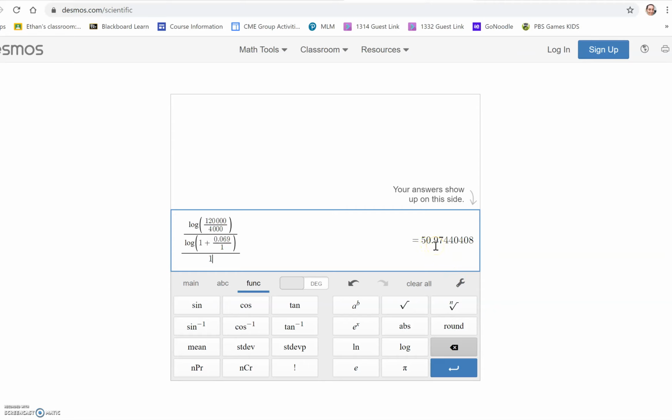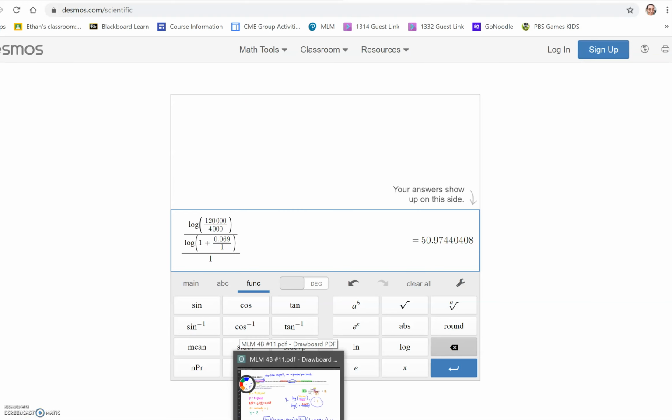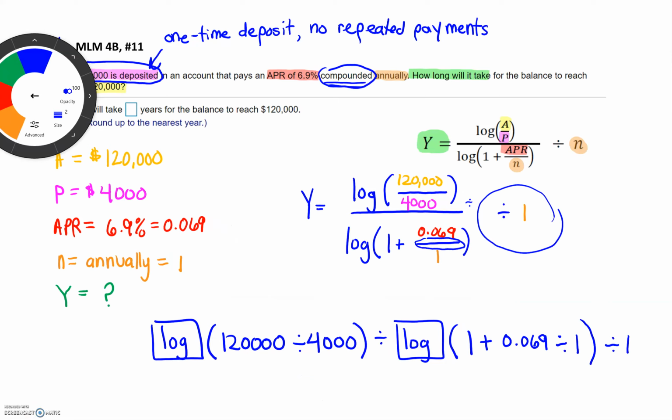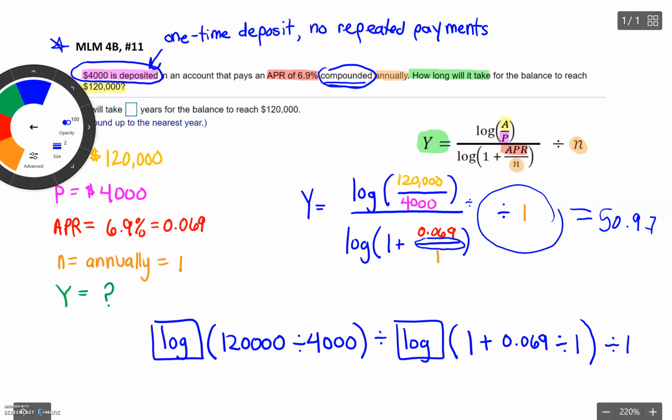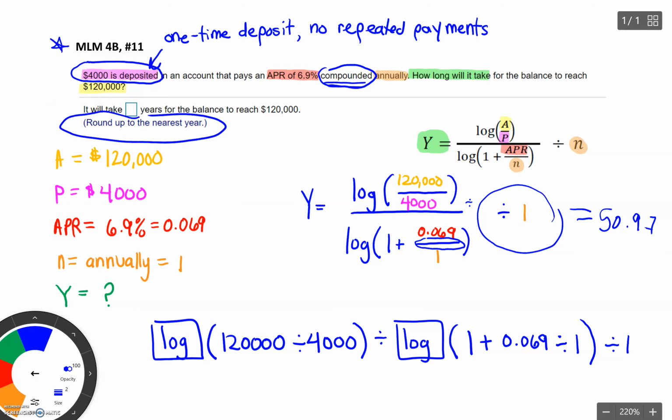50.97. I think it said to round to the nearest year. Our time is in years. Let me go back and see what it said. So 50.97, remember that, 50.97. So let me write that down. I ended up getting 50.97, and it says to round to the nearest year. So that would round up to approximately 51 years.